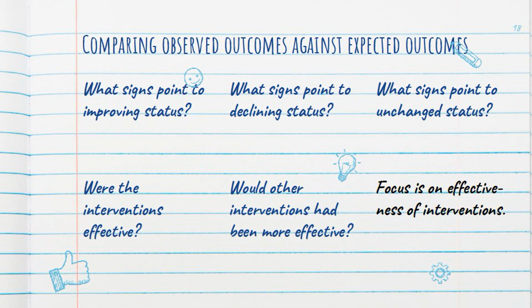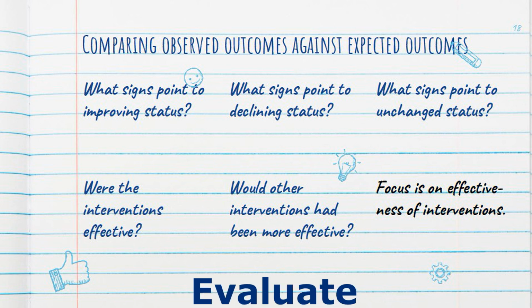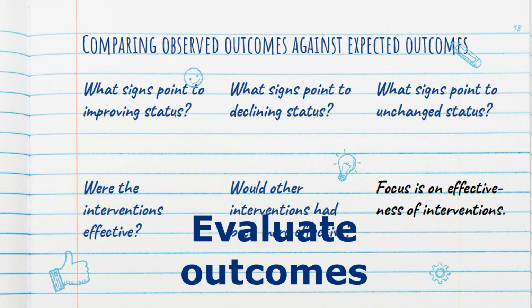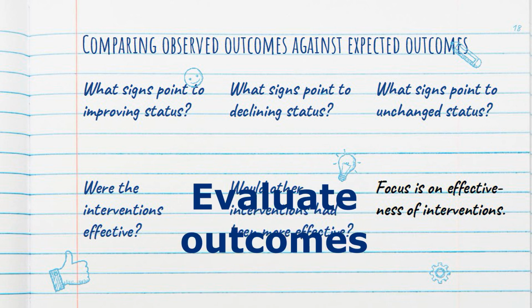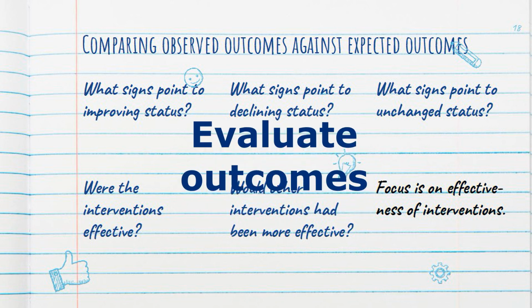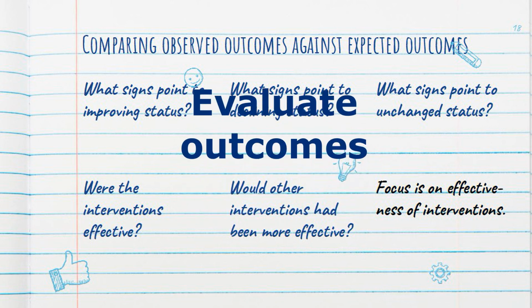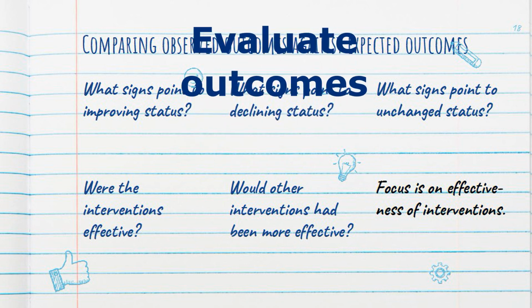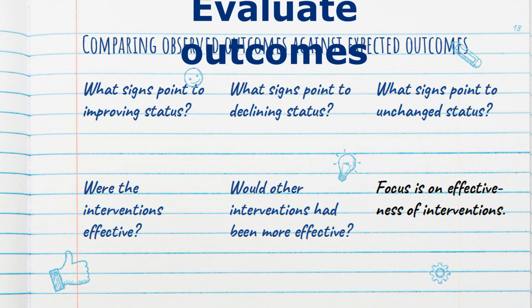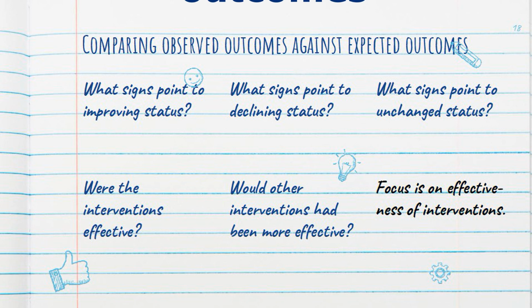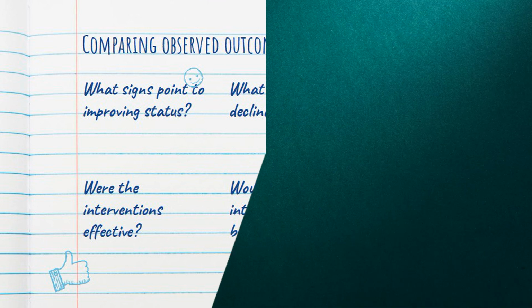The last step in the judgment model is evaluation of outcomes. This is especially good when we pick evaluation answers. You want your interventions to point to improving, declining, or unchanged status. Here you want to say to yourself, were the interventions effective? Focus on the effectiveness of interventions.